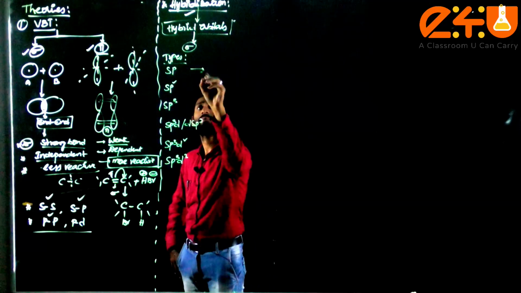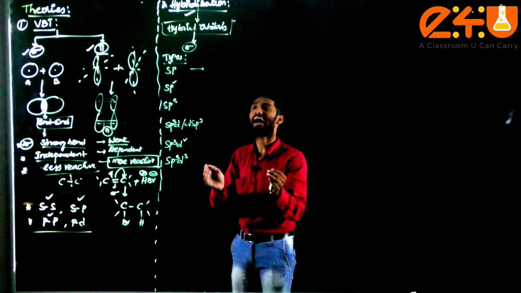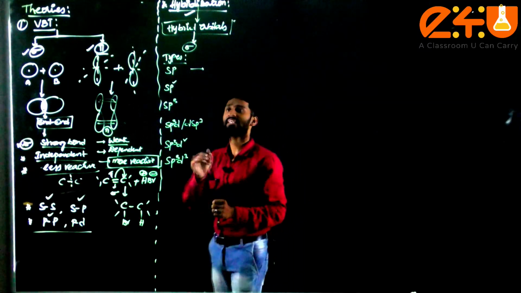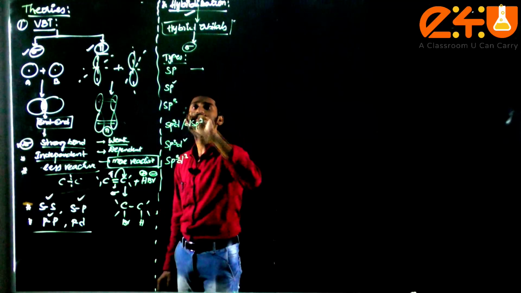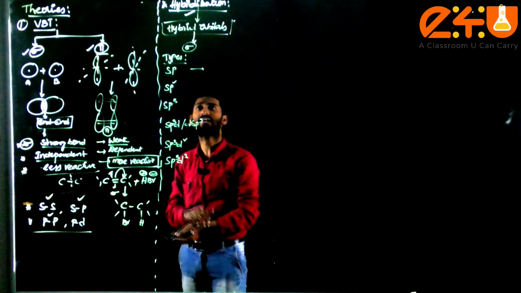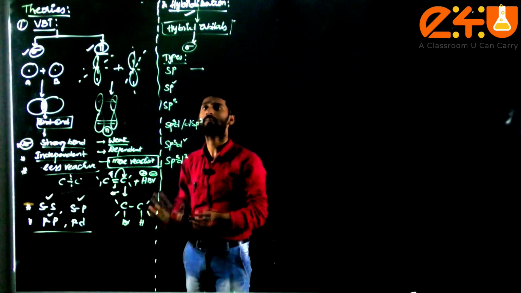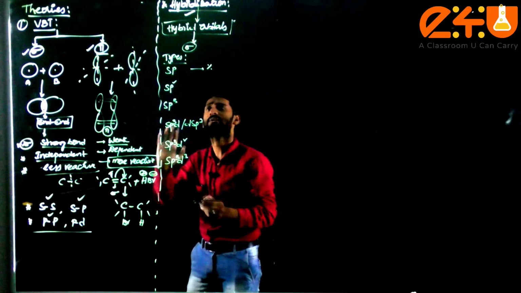Now Sp hybridization is the intermixing of one s orbital and one p orbital to form two hybrid orbitals with equivalent energy. That's why it is known as Sp hybrid orbital. Sometimes in the competitive exam also they ask what is the percentage of S and P character in particular hybrid orbitals. One example I am teaching, the rest of the things you can easily do.